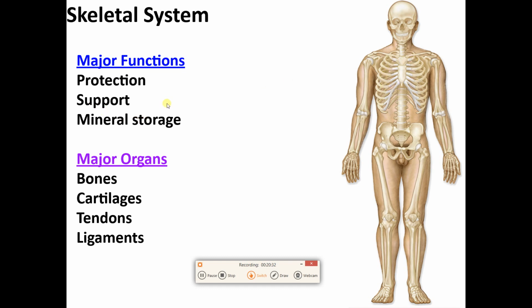And of course, support, right? I mean, I'm sitting up. Maybe you're sitting up. Maybe you're standing up. Skeletal system lets you do that. And last but not least, we are storing minerals. Particularly, of course, you know the major mineral we're storing in bone. It's calcium.